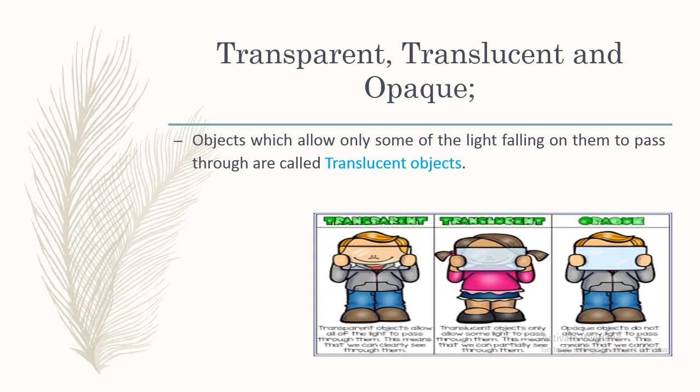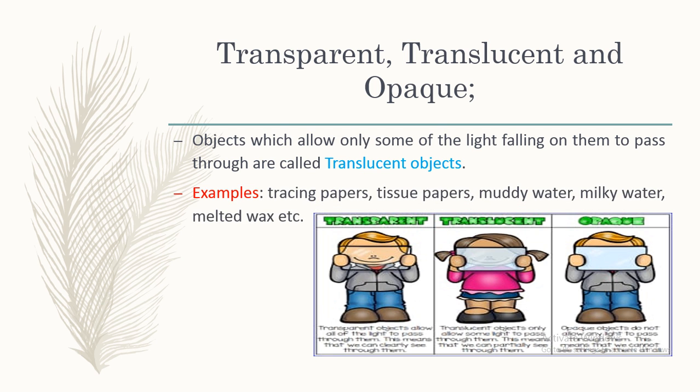Objects which allow only some of the light falling on them to pass through are called translucent objects. Light partially passes through translucent objects. Even though one can see through translucent objects, one cannot see clearly through them. Examples of translucent objects are tracing papers, tissue papers, muddy water, milky water, and melted wax, etc.